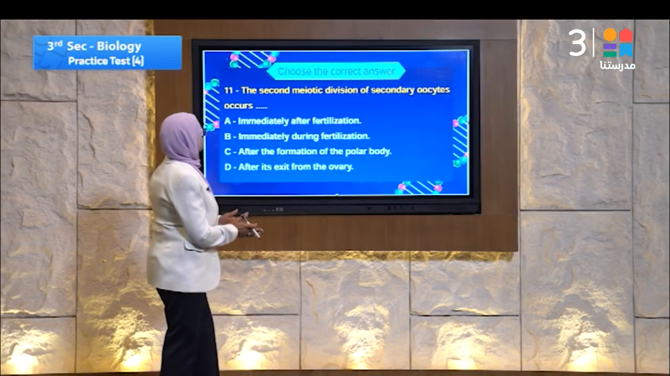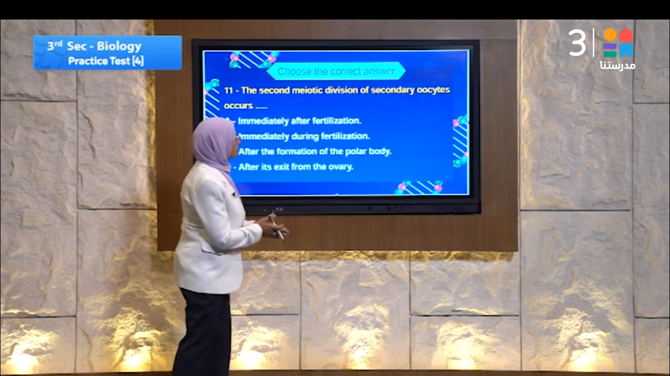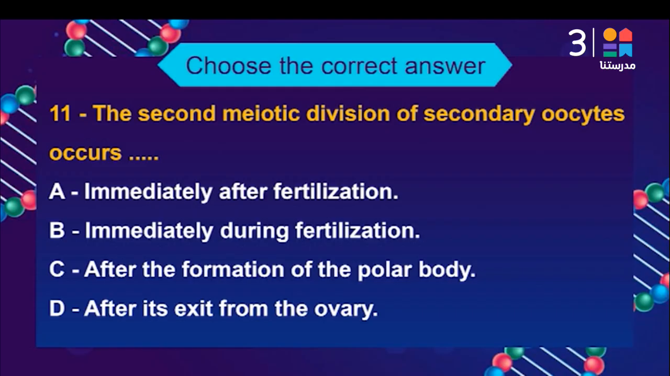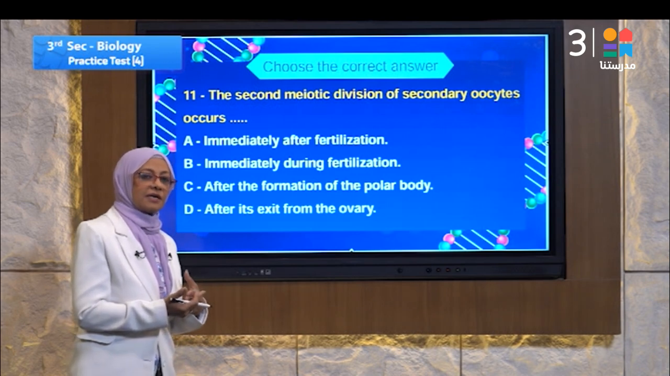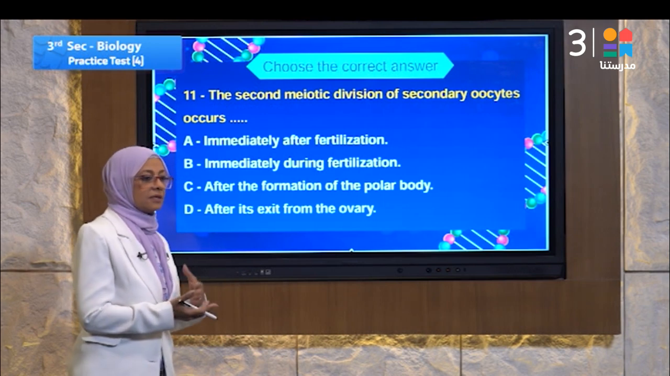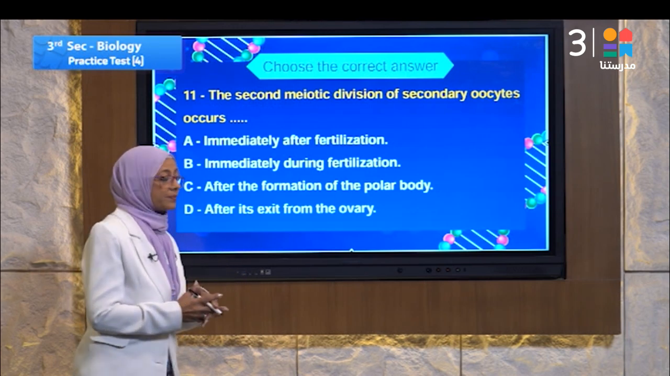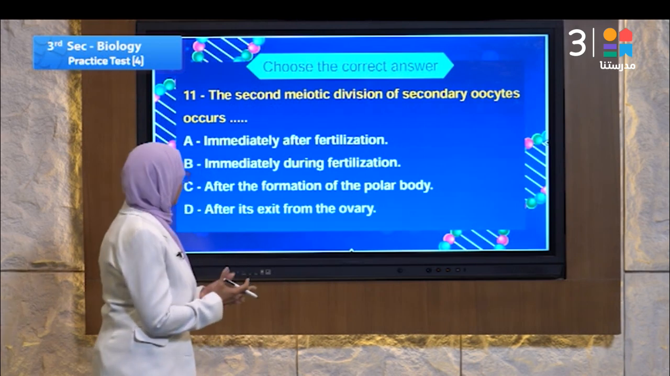Let's go to question number 11. Question number 11 speaks about reproduction. It asks when the second meiotic division of the secondary oocyte occurs, the fertilized egg, in the human being or in other mammals. I considered the human being. Let's read the choices and see what the answers are.